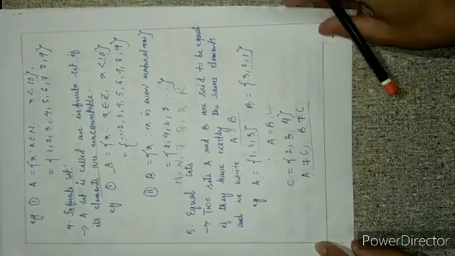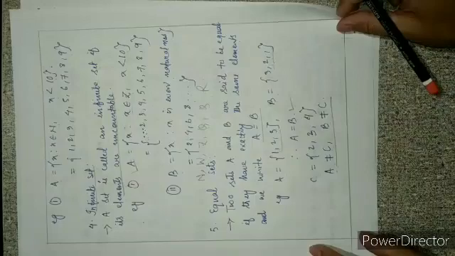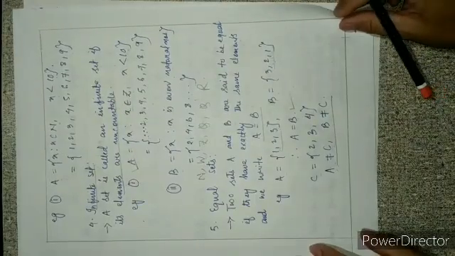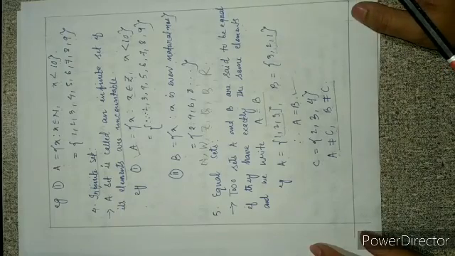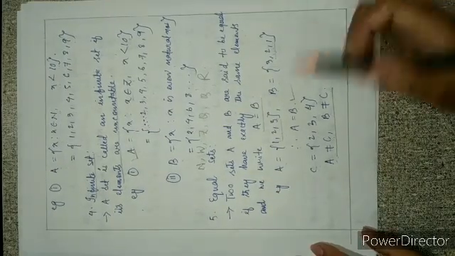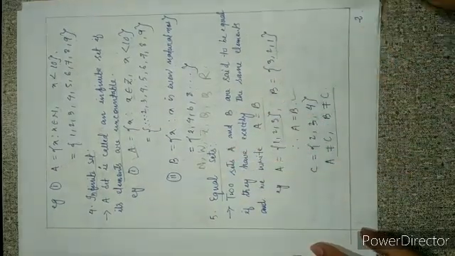These are some types of sets. Number 1, the finite number 1, empty set. Number 2, singleton set. Number 3, finite set. Number 4, infinite set. Last, equal sets.